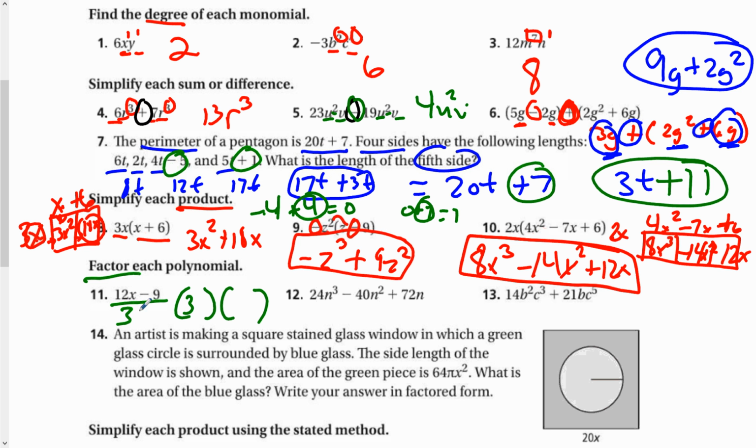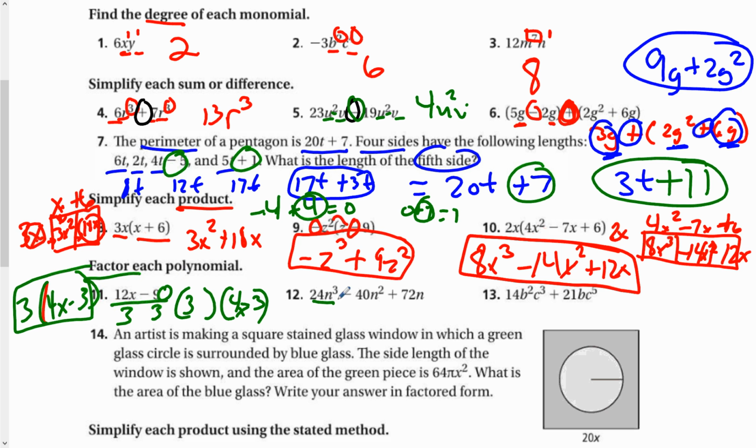Okay, and then what's left? I divide both of these by 3. 12 divided by 3 is 4. Negative 9 divided by 3 is a negative 3. Now, can I take out anything else? This does not have an x in it, right? So I can't take out an x, so I have to leave that x with that 4. So 3 times 4x minus 3 would be a factor of each polynomial.